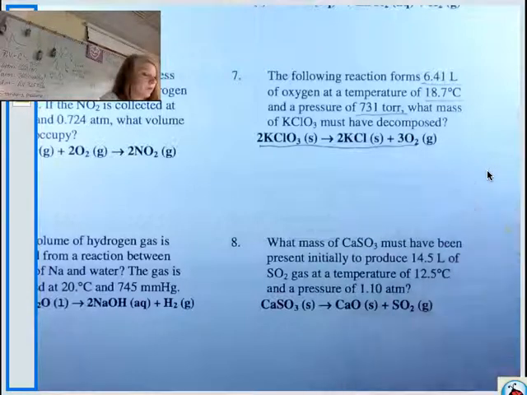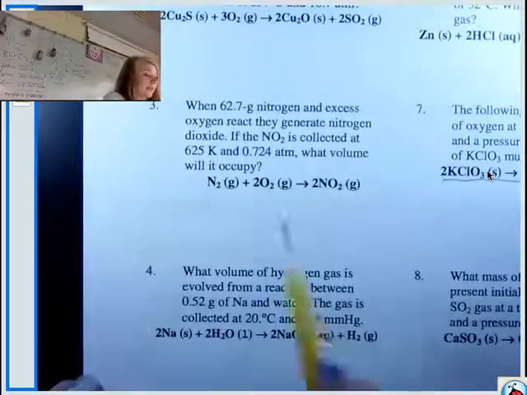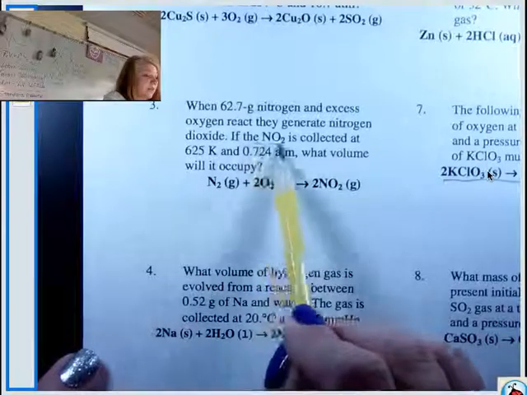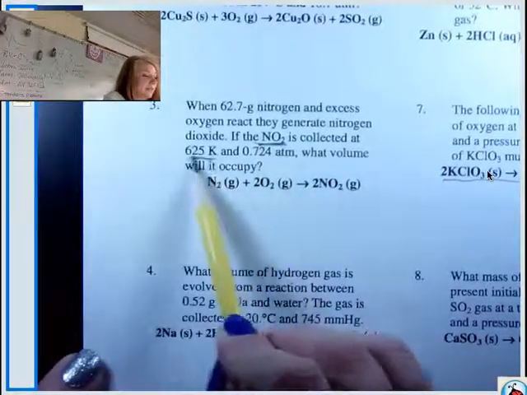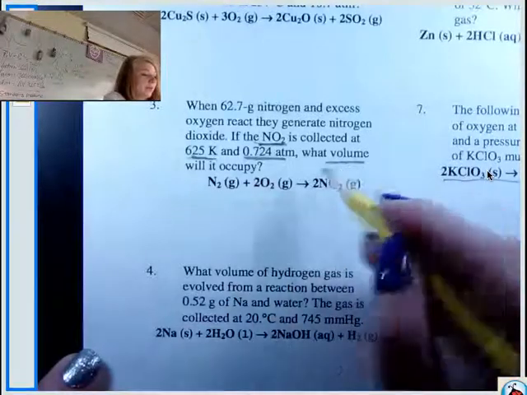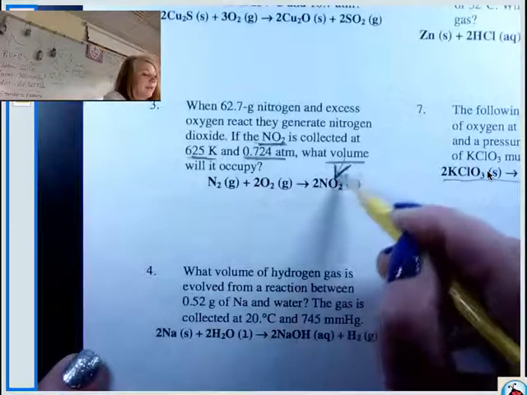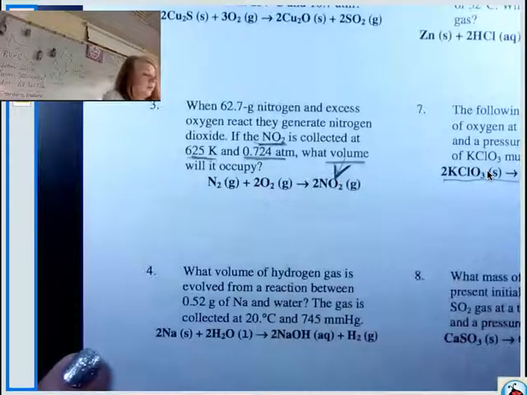Now, if you have multiple gases that are in your equation, say for instance like number 3, look and see what gas they're telling you that they collected. Like on number 3, it says if the NO2 is collected at this temperature and this pressure, what's the volume? So when you plug that information into PV = nRT, you're going to be solving for NO2, all right?